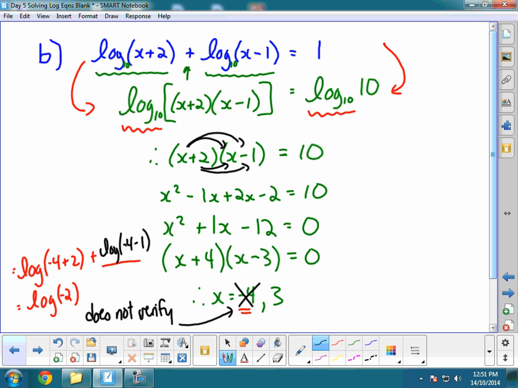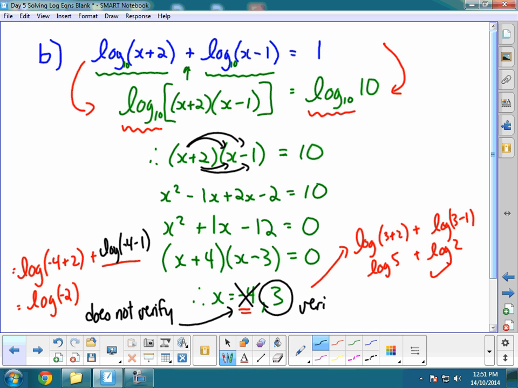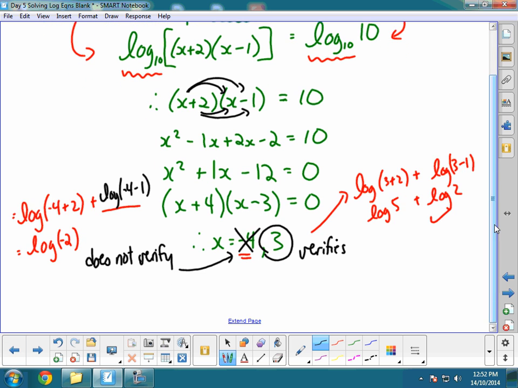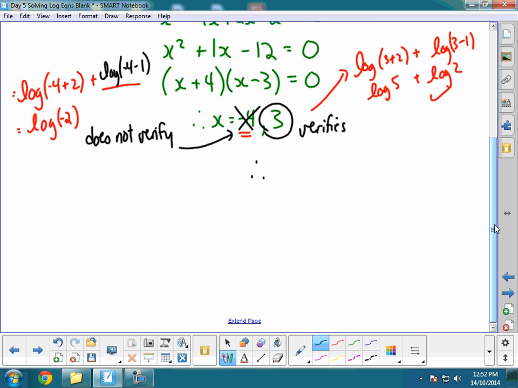I am going to check the 3 though. Will 3 work? Okay, yeah. And I don't have to necessarily write this down. I just have to do a check, so it'll be 3 plus 2, which would be log 5. That's okay. And the minus 1 here is still okay, so it's log of 3 minus 1, which is log 2, and that's okay. So that means that this is the only one that verifies. Therefore, you only have one answer.